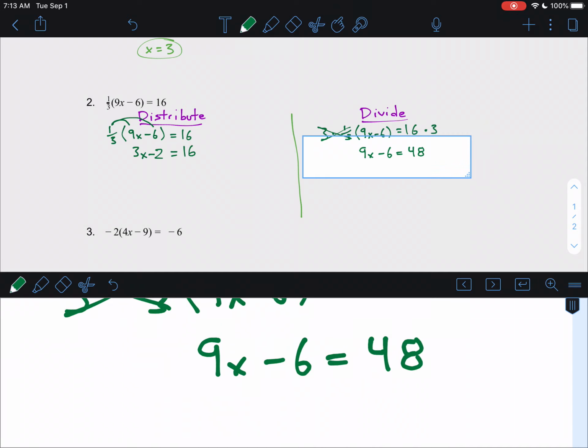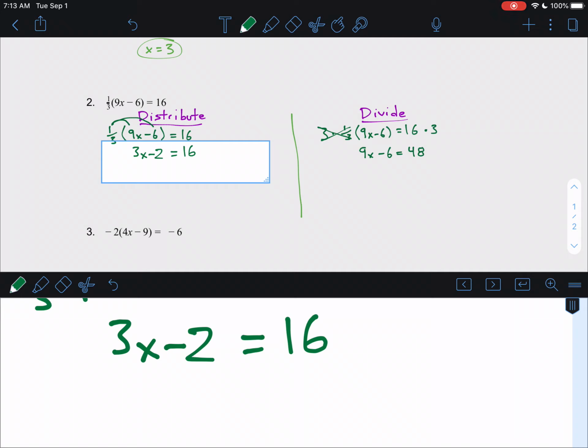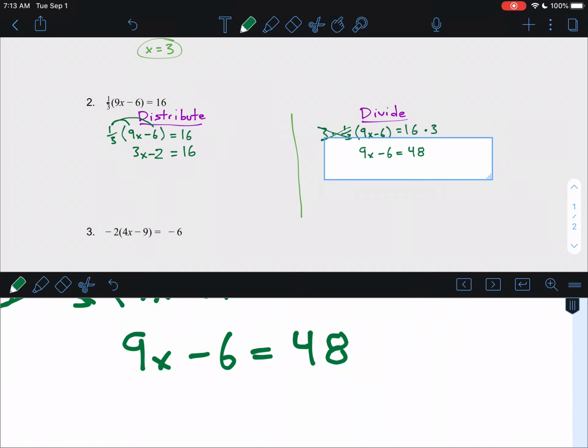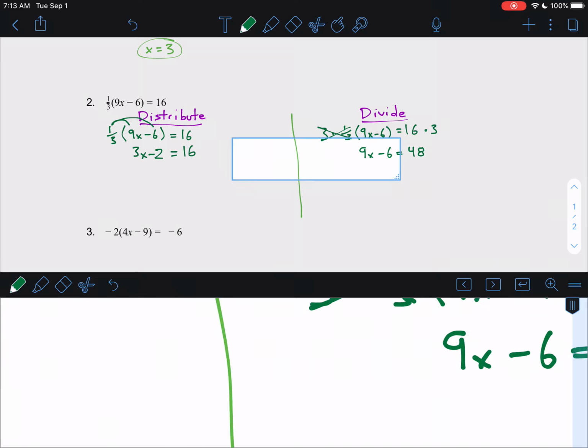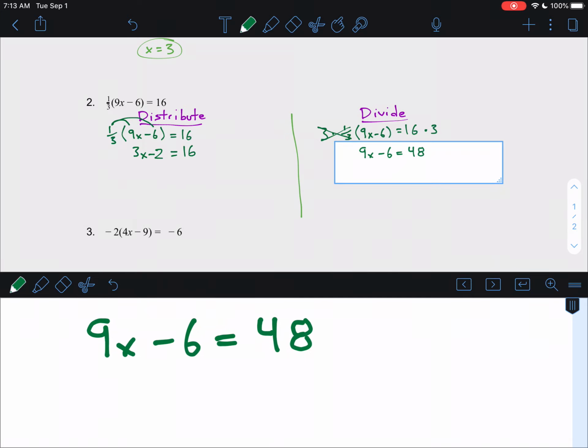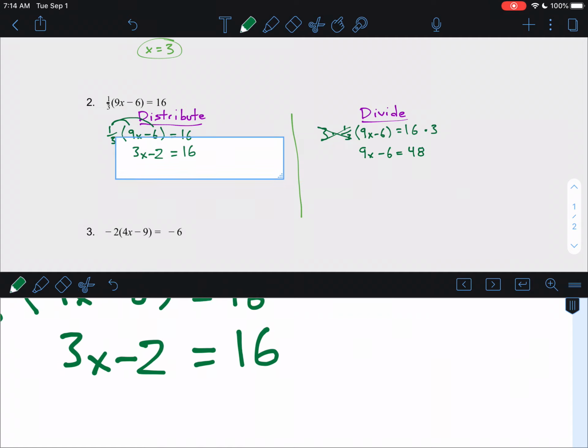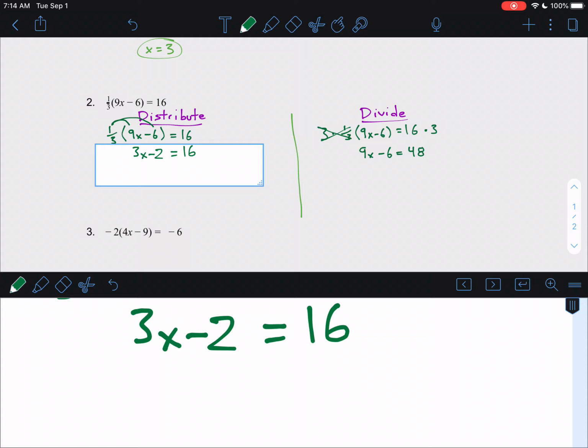And I was talking yesterday about how I would rather work with this 3x minus 2 equals 16 than 9x minus 6 equals 48, but either way, you're going to get the right answer. So the next thing I want to do, well, these two equations look very similar, it's just different numbers. So the next thing I want to do to both of them is add. So on this side, I'm going to add 2.